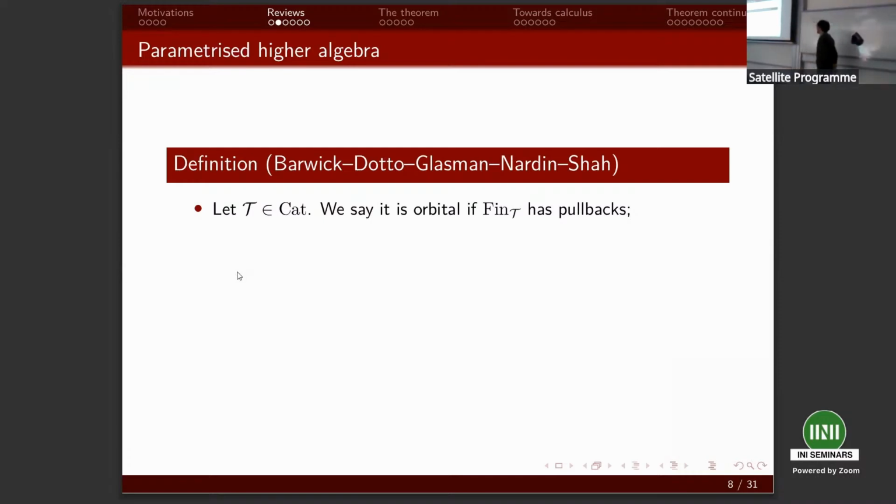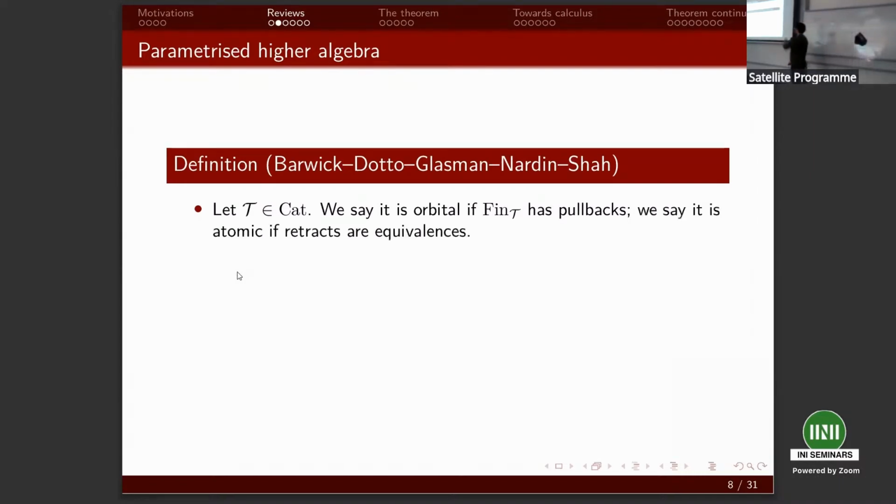We say it is orbital if the finite coproduct completion has pullbacks. So just think of finite G-sets. It is atomic if we track equivalences. It doesn't really matter what the precise definitions are. I'll tell you how to think about this later.